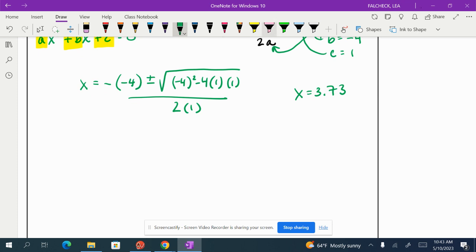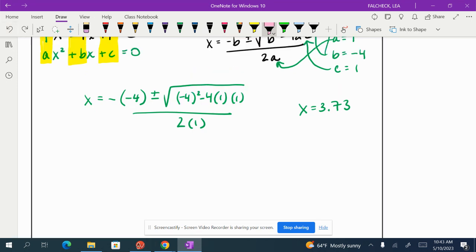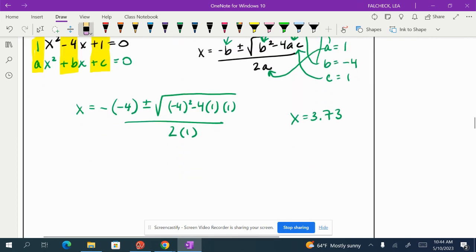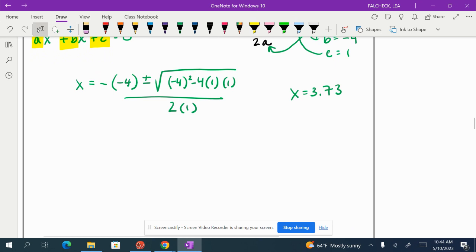Now, why didn't I have to plug my discriminant in and find the discriminant? We only need to find the discriminant when it asks for an exact answer or an answer in simplest radical form. If they ask you for a decimal answer, it's easy money. All you have to do is just type it in the calculator, okay? So our first answer was x is equal to 3.73.